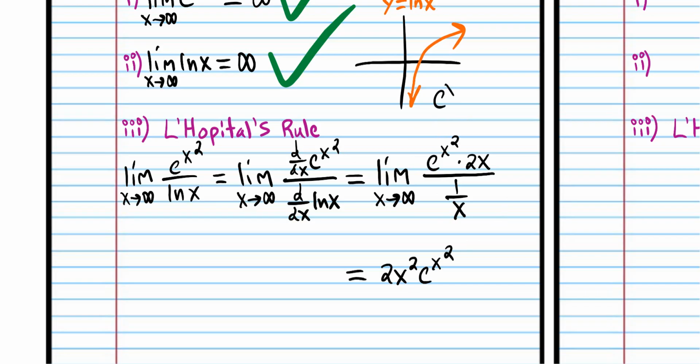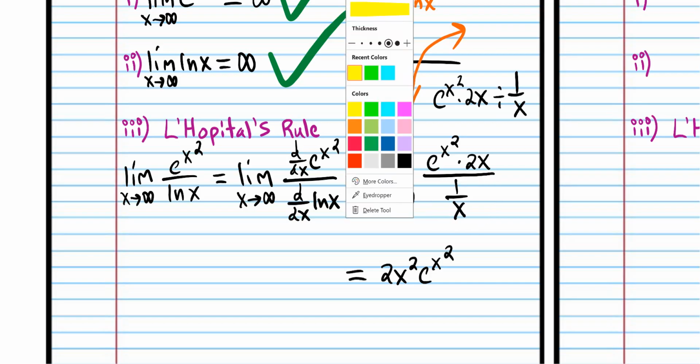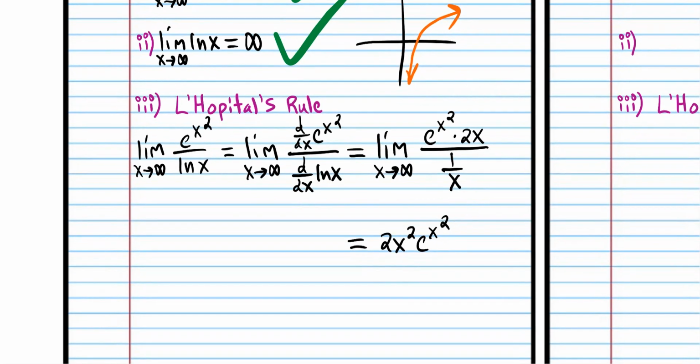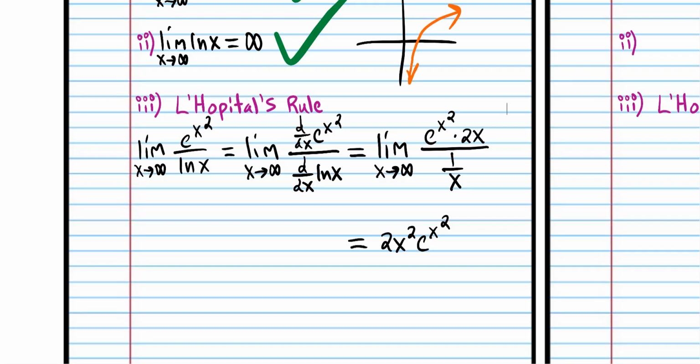Remember, we have e to the x squared times 2x, and then divided by 1 over x. This fraction symbol can be thought of as a division operation. Again, so many calculus students don't know things like that, and if you don't know that, then that's a sign of a problem with your previous instruction. And I forgot my limit notation here.